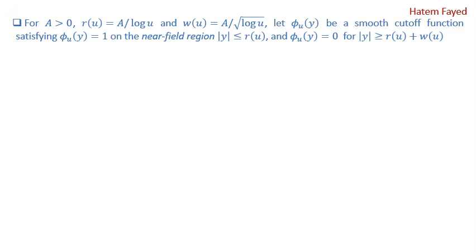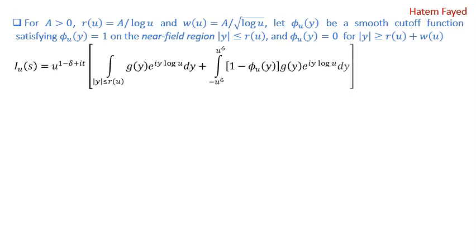To find an asymptotic value for the integral, let us define a smooth cutoff function φ, where φ equals 1 on the near field, where |y| is less than or equal to a over log u, and approaches 0 when |y| becomes greater than a over log u plus a over square root of log u, where a is a positive real number. So we can split the integral into the near field and the far field.